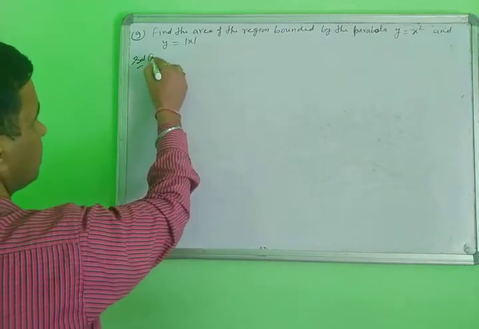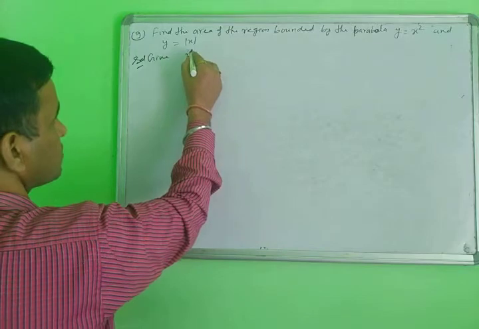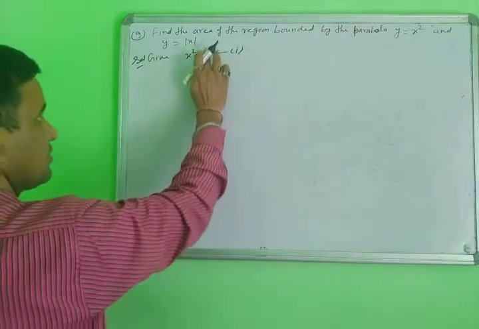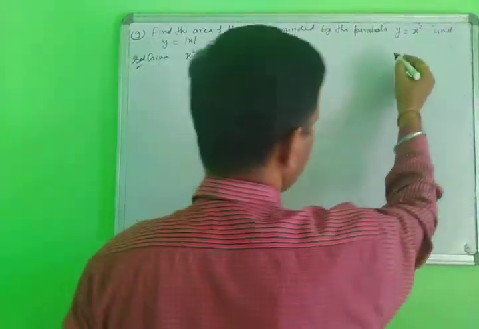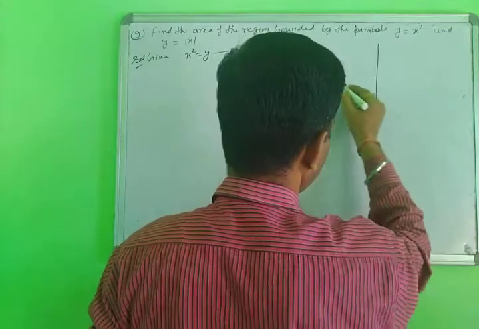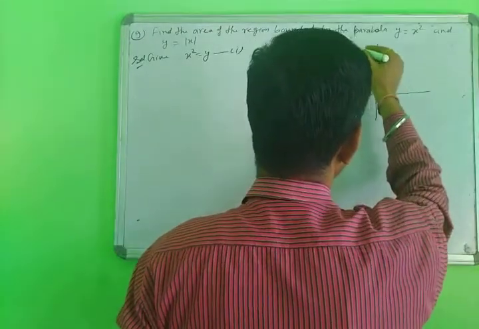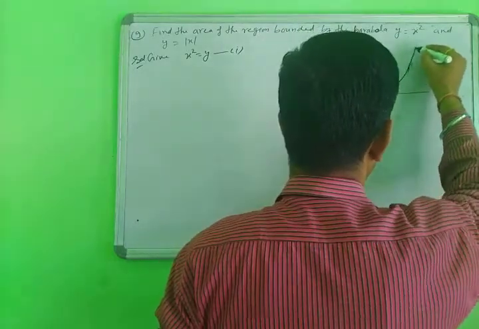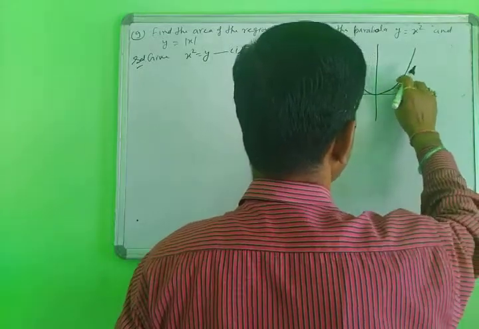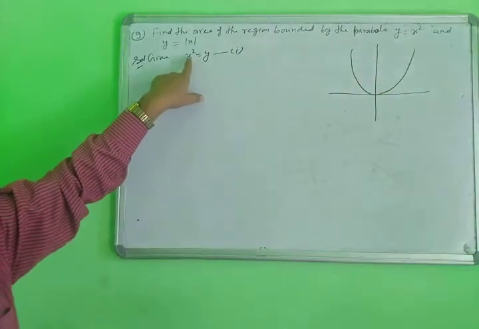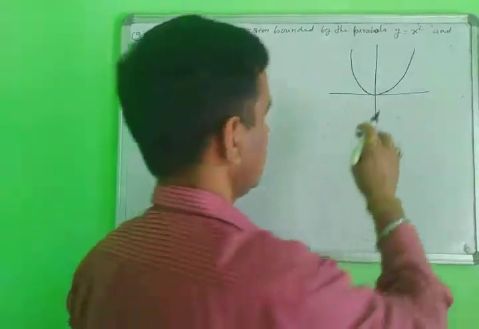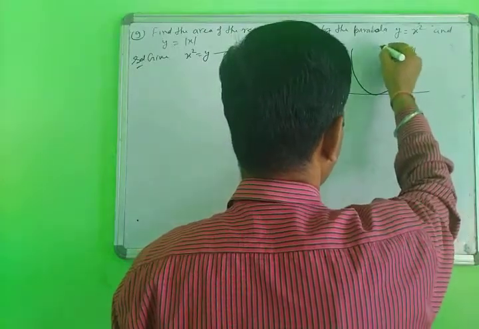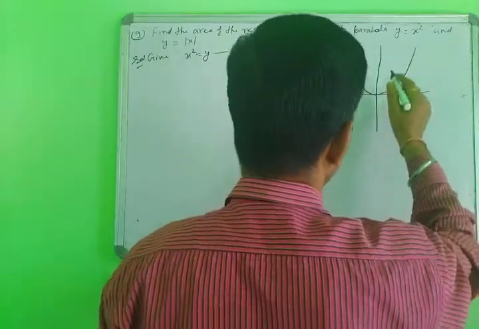First, the given equation is x square equal to y. This is the equation of the parabola, and the parabola will be symmetrical about the y axis, in this way. Parabola x square equal to y means symmetrical about the y axis. According to this, we draw it.